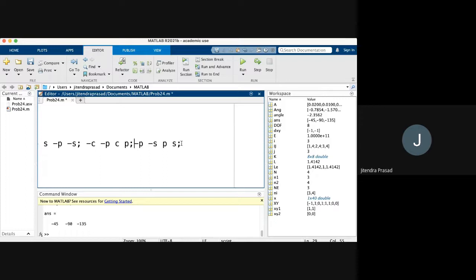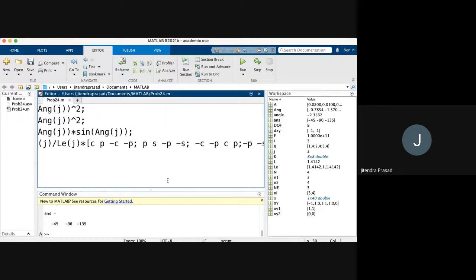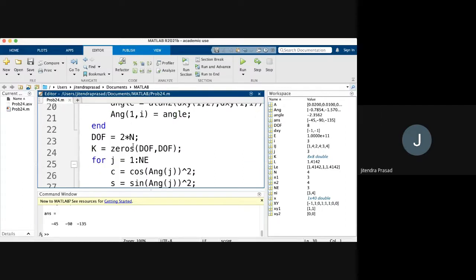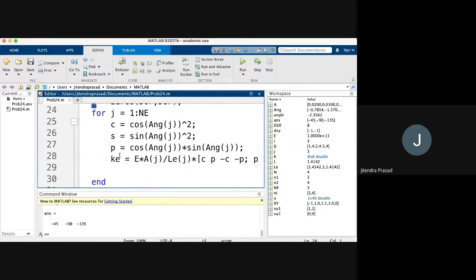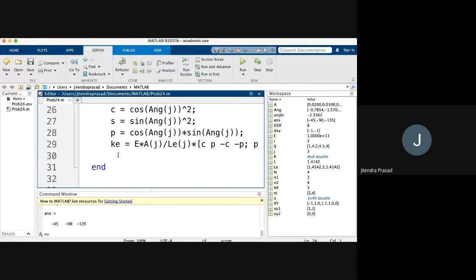So here we are like this. Call it KE, the element stiffness matrix, so that we have made. Now what we have to do is assemble into the big one, K. But in order to do that, we have to identify the corresponding degree of freedom. So we have to find out the DOFE of the element.